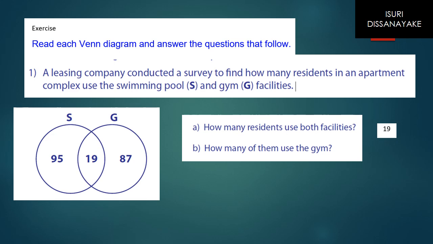How many of them use the gym? So when they say the gym, this is the gym. So this circle represents the gym. So now you cannot debate, okay, this 19 is also used in the swimming pool. No, don't debate. If you start debating about the question, you can't answer the sets questions. Just read the question and answer what they have asked. The gym. This is the gym. That's all. So it's 19 plus 87. Together it's 106.